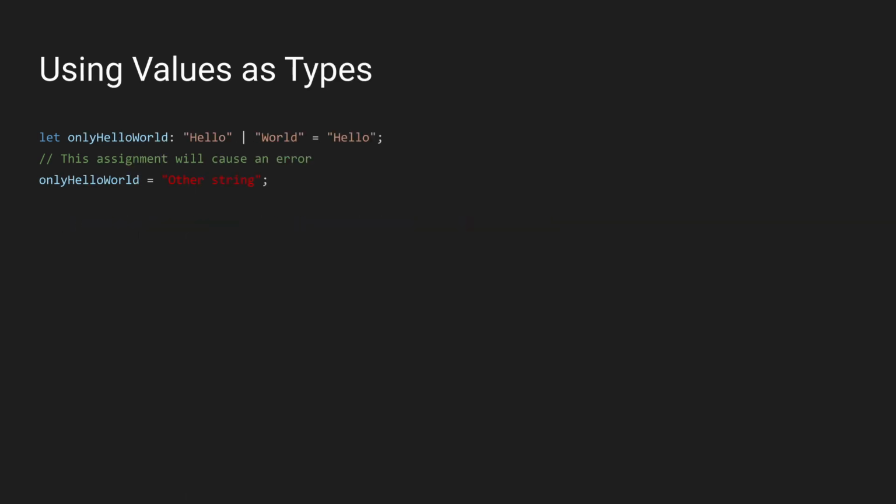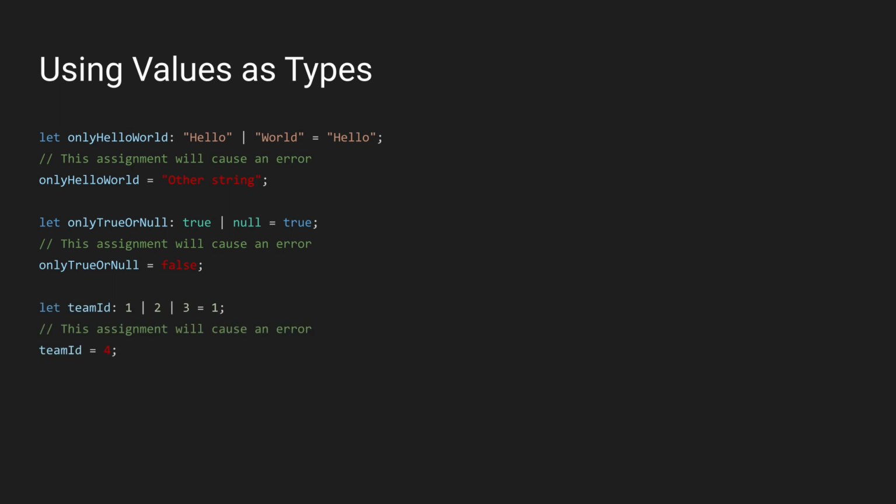We can use a string, number, or boolean to create a type that will accept only specific values. Here we have an example of a variable limited to two specific strings. Next, a variable that will accept only true or null. The last example is a team ID, where we expect to have only 1, 2, or 3 as a value.